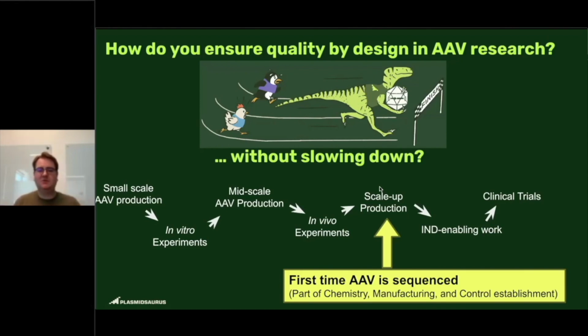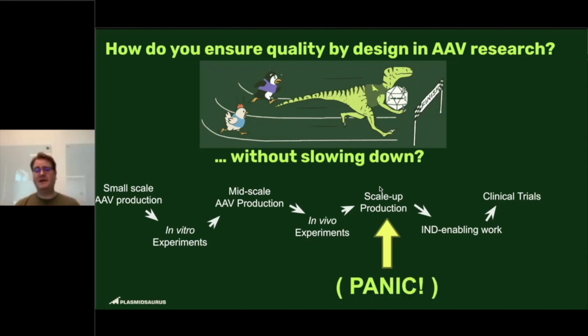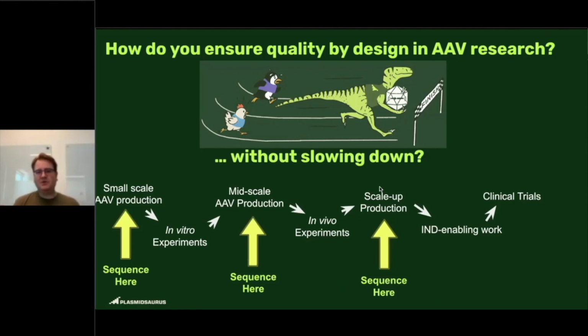So when AAVs are finally sequenced, usually at the point where they've been scaled up, often part of the establishment of chemistry, manufacturing, and control departments, often there's some panic. At this point, people realize there may be contaminants or subgenomic variants in viruses that they have already carried through a pretty intensive research program. This, again, generally causes people to pause and have to reevaluate not only their transgene design, but even their production methods. So how do you ensure quality by design in AAV? How do you make a proactive process that guarantees quality rather than doing it at the very end of the process?